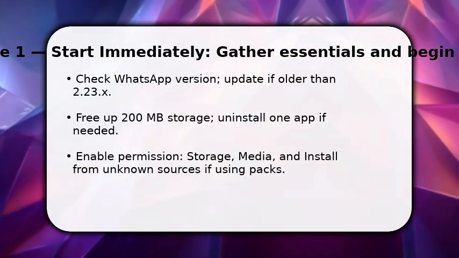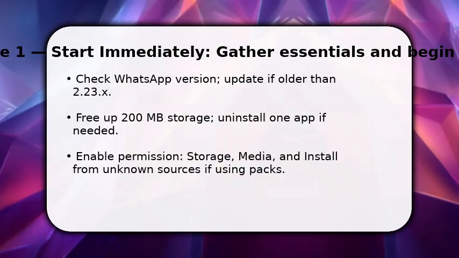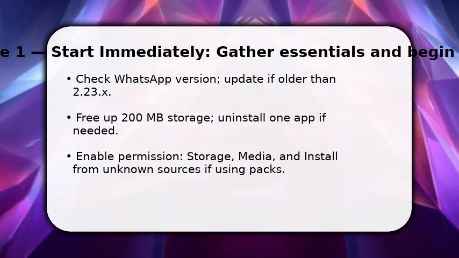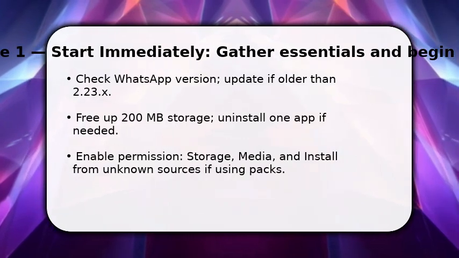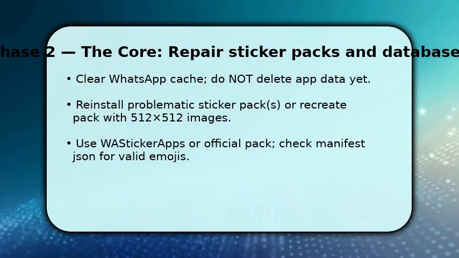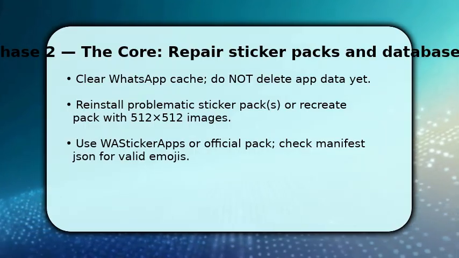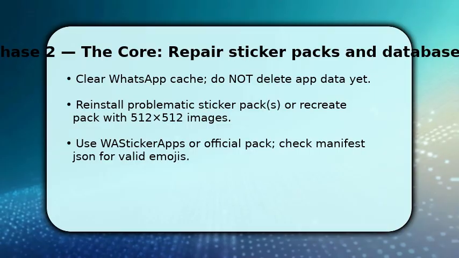Once done, clear the app cache to remove corrupted sticker thumbnails. This forces WhatsApp to rebuild sticker indexes and prevents old errors from repeating. Now focus on the core repair steps. Clear WhatsApp cache first to keep chats intact, because deleting app data removes accounts.